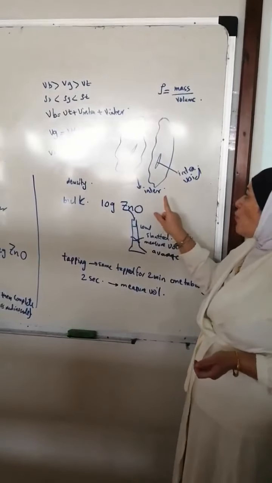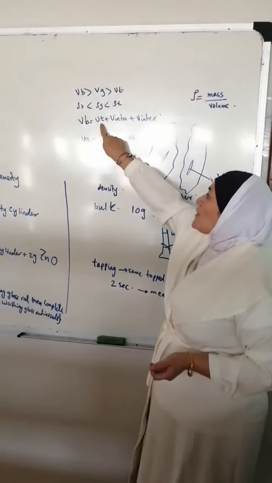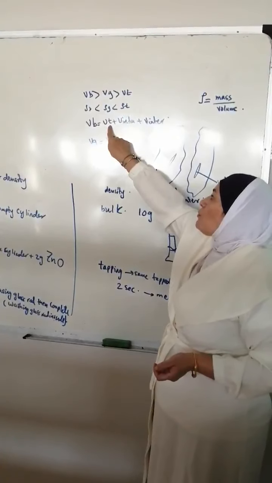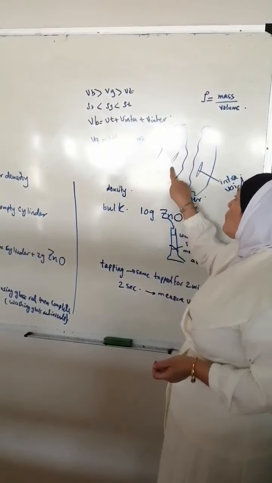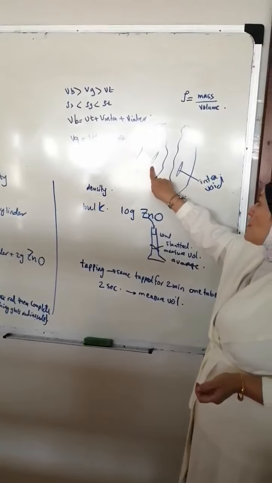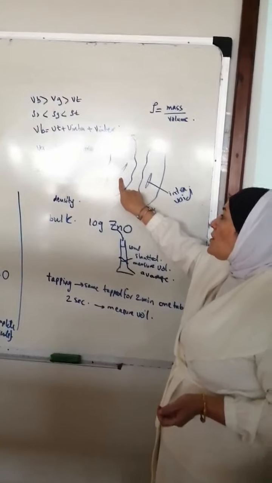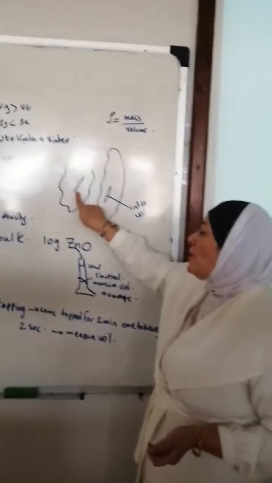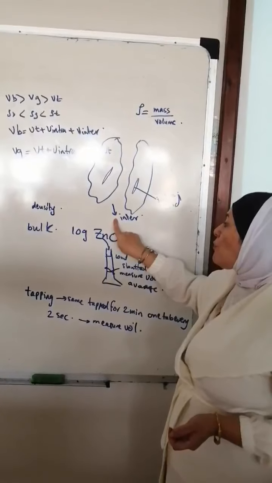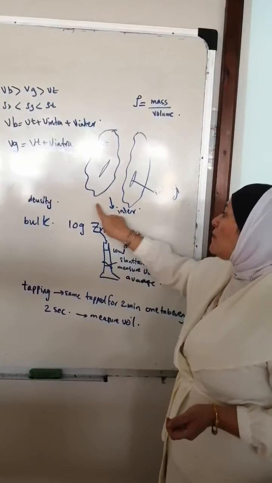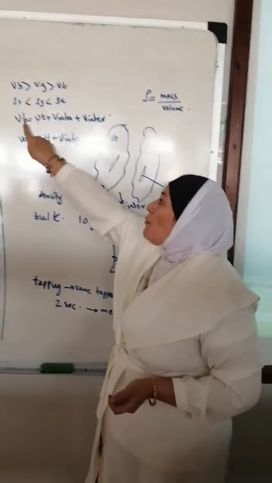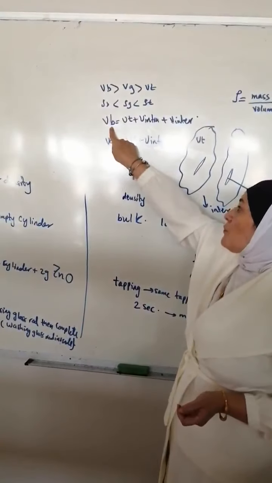We have three volumes. Bulk volume, which is the volume of the powder: the true volume of the powder, plus the volume of cracks or fissures inside, which is the volume of intravoids, and the volume of intervoids between the particles. So bulk volume is the largest volume.